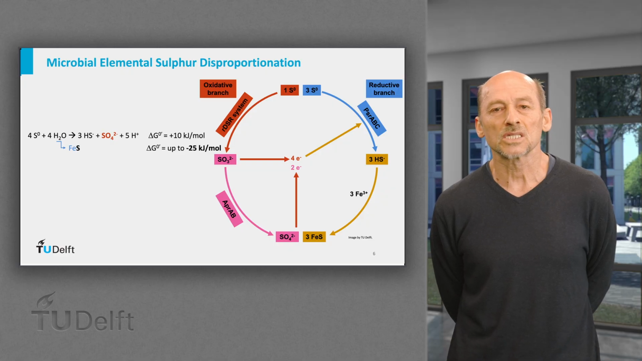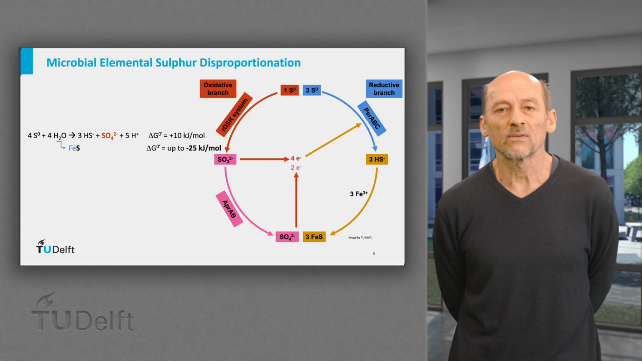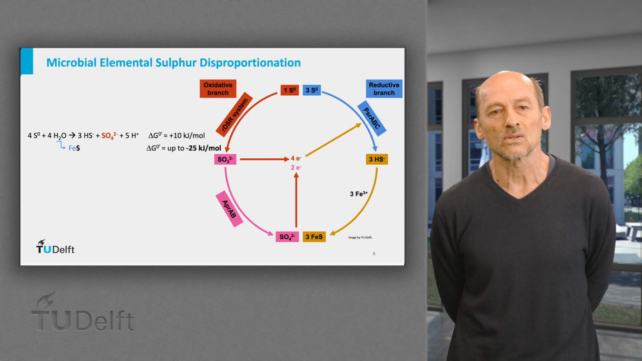But the positive delta G can be overcome if the reduced product sulfide is constantly removed, either by binding to added iron to form insoluble iron sulfide or by flushing out by a gas stream. This makes delta G slightly negative, barely enough to sustain a weak growth.